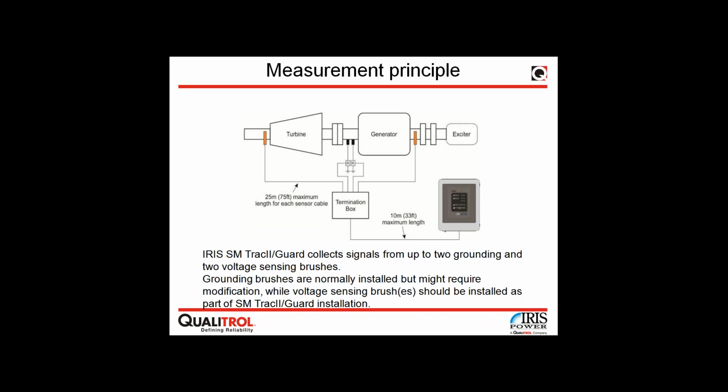A complete system could consist of up to two voltage inputs and two grounding or current inputs, and it comes again in two levels, as a TRUCK single technology instrument or as a GUARD, which is a multiple technologies instrument which can cover more than one sensor and more than one technique used for monitoring.